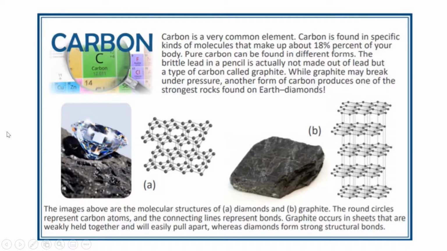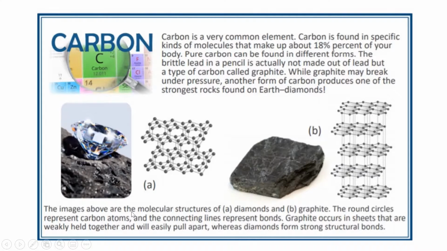So carbon is a very common element. Carbon is found in specific kinds of molecules that make up about 18% of your body. Pure carbon can be found in different forms. The brittle lead in a pencil is actually not made out of lead, but a type of carbon called graphite. While graphite may break under pressure, another form of carbon produces one of the strongest rocks found on Earth, diamonds.